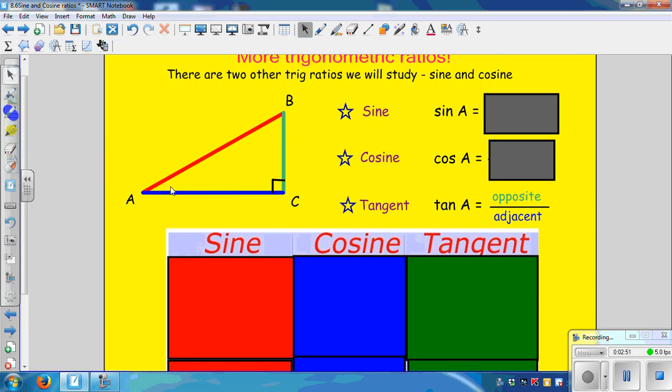Sine and cosine have their own relationships as well. The sine of angle A is going to be the opposite over the hypotenuse, BC over BA. So sine is the opposite side over the hypotenuse. The cosine ratio also involves the hypotenuse. For cosine of angle A, it's the adjacent side, which is this dark blue side, over the hypotenuse.